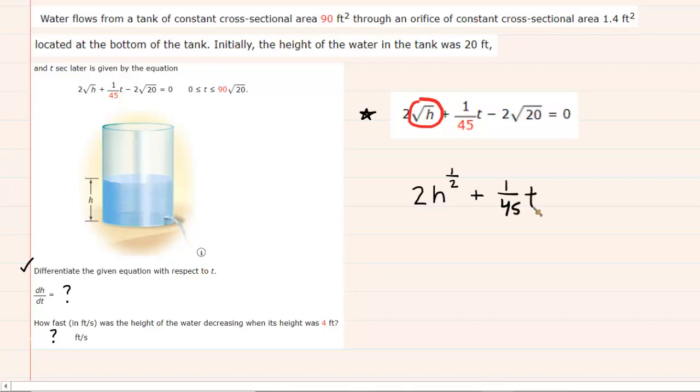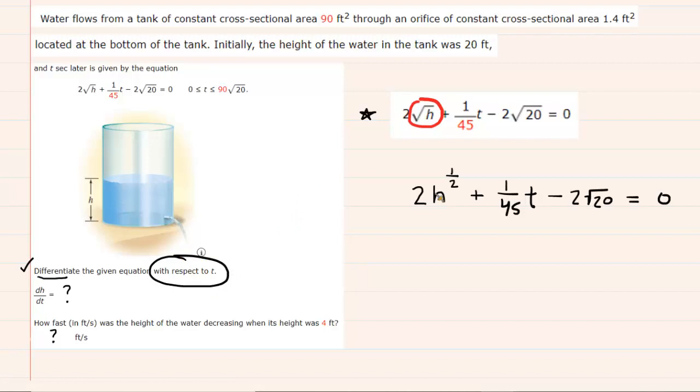And here's the rest of the equation. We won't need to rewrite the square root of 20. We will see why that is in just a moment. So it only pertains to the variable. Now, we are differentiating the equation, and it says with respect to time. So this is very important. We will differentiate each of the 3 terms in this equation, actually each of the 4 terms, because the 0 should be taken into consideration. Let's begin with the first term.